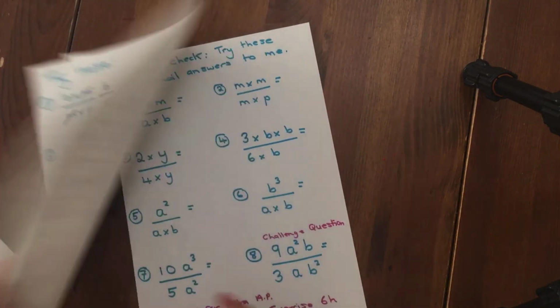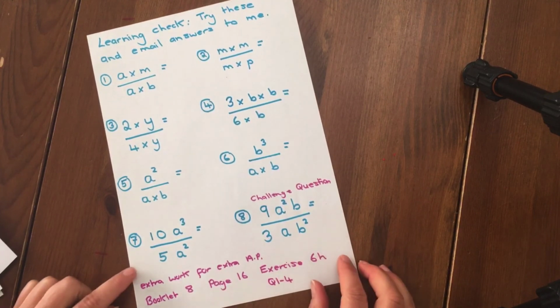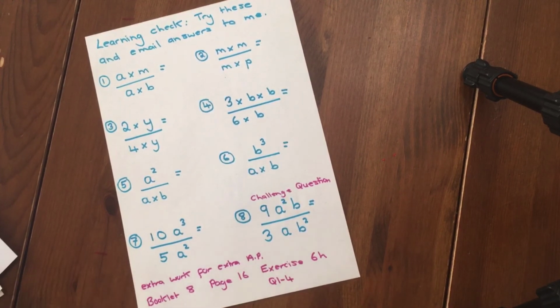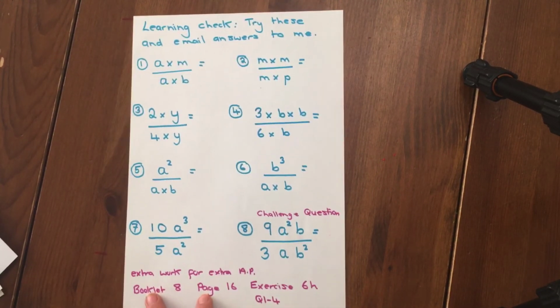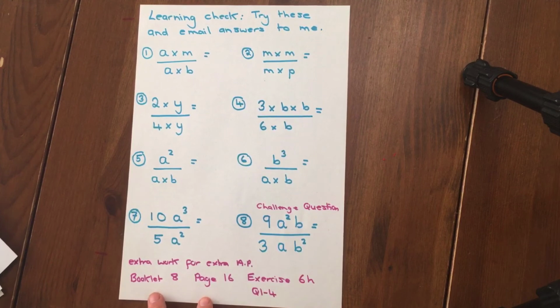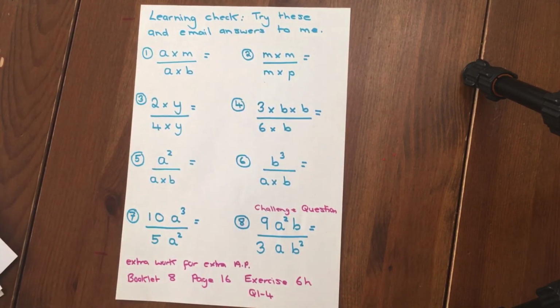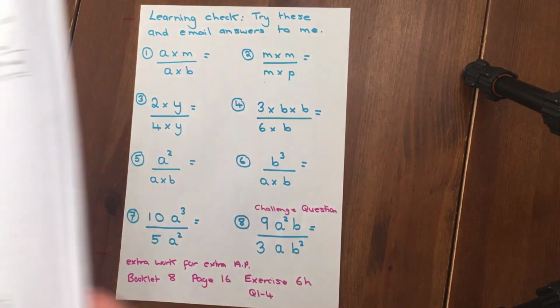So here is your learning check, which I would like you to email me your solutions. Again, I'm just going to check that's all visible on the camera. So you've got 8 questions here to complete, please. A challenge at the end, question 8. And if you want to try any more, there's some harder work on page 8 of your booklet. Booklet 8, page 16, exercise 6H.